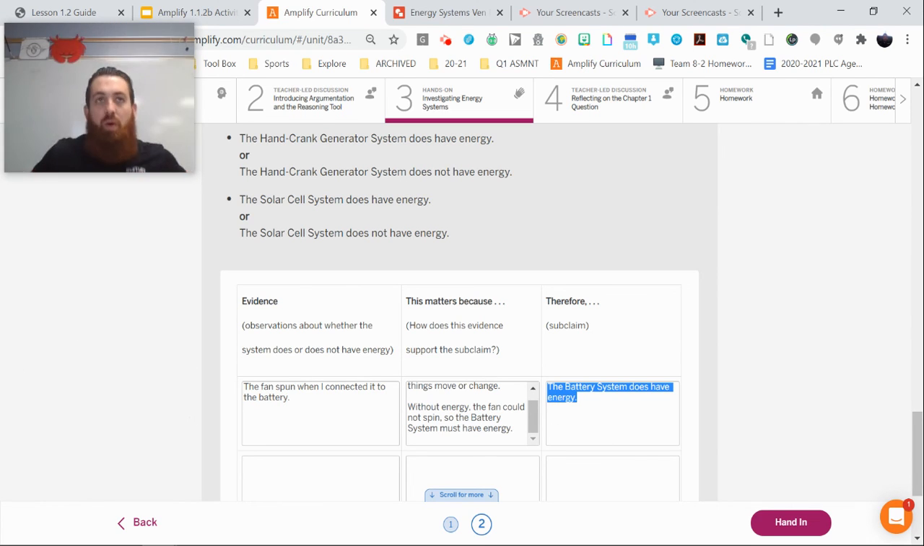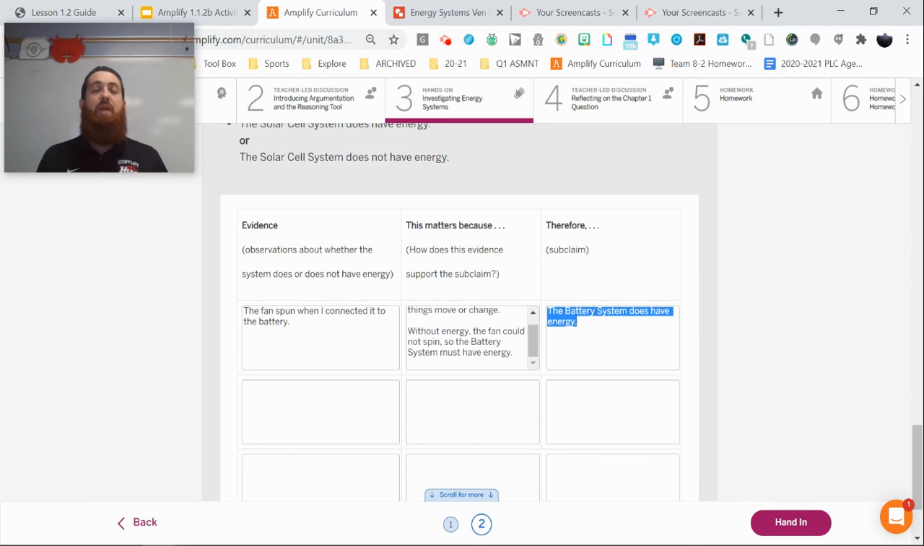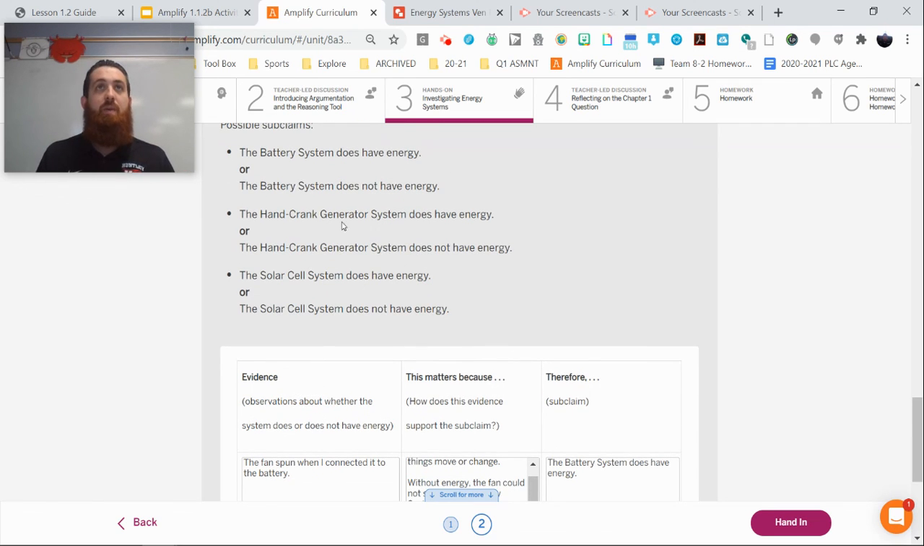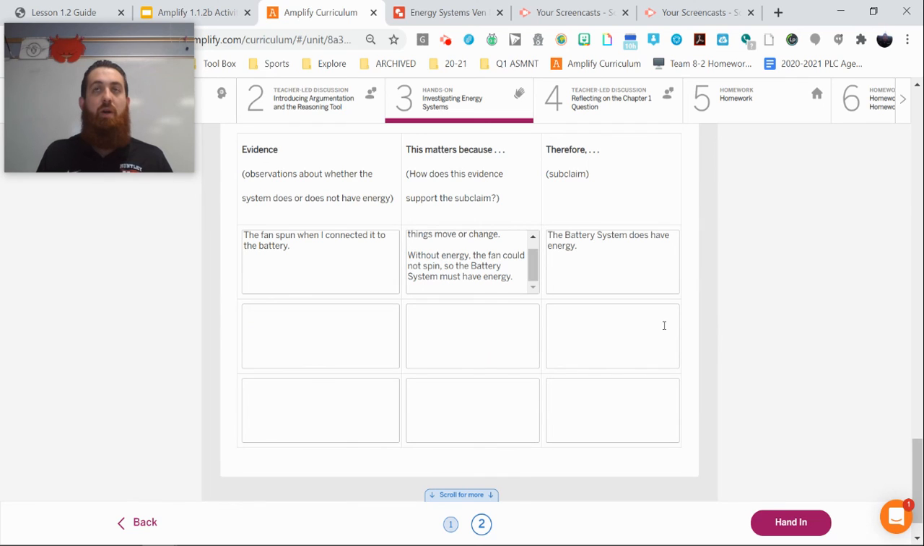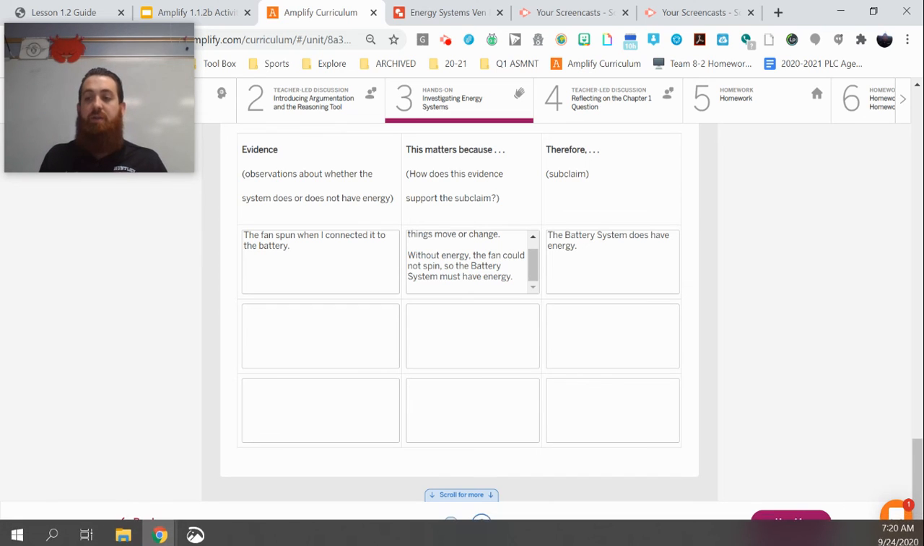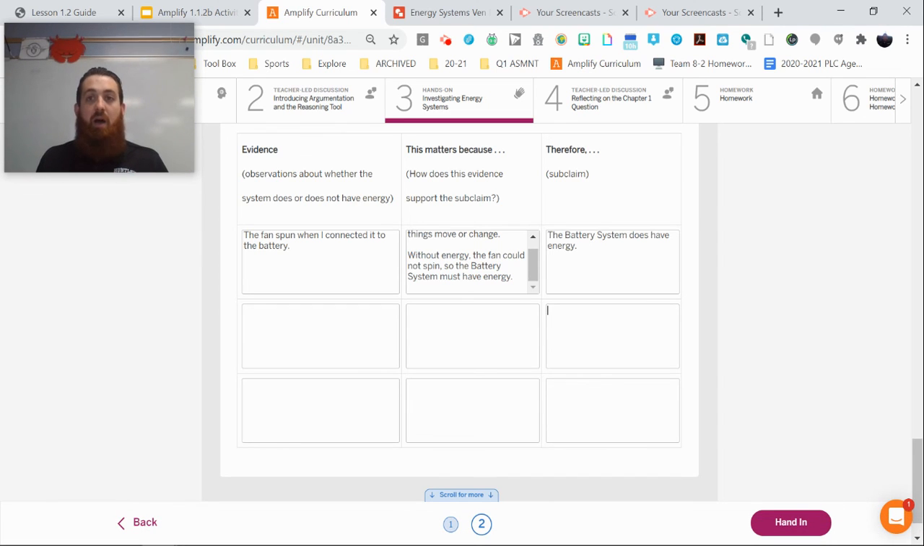So at this point, your job is to do the same thing, to go through your observations, to go through that energy definition, to go through the subclaims, and to create an evidence, reasoning, and subclaim for each of your two remaining systems. So something about the hand crank system and something about the solar. You choose which one goes where, but when you're done, click that hand in button. If you have questions, reach out to your teacher or myself. Otherwise, good luck.